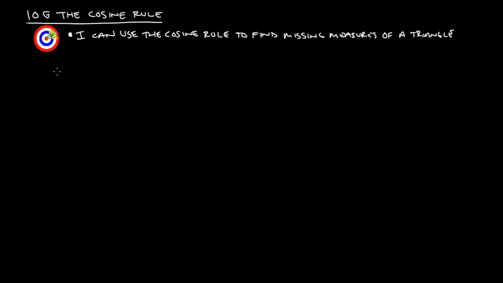I'm going to take you through the 10G notes on the cosine rule. At the end of this, you should be able to say that I can use the cosine rule to find missing measures of a triangle.